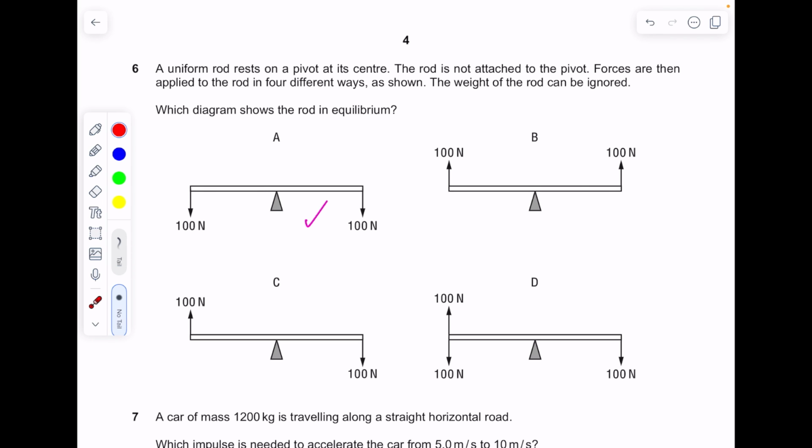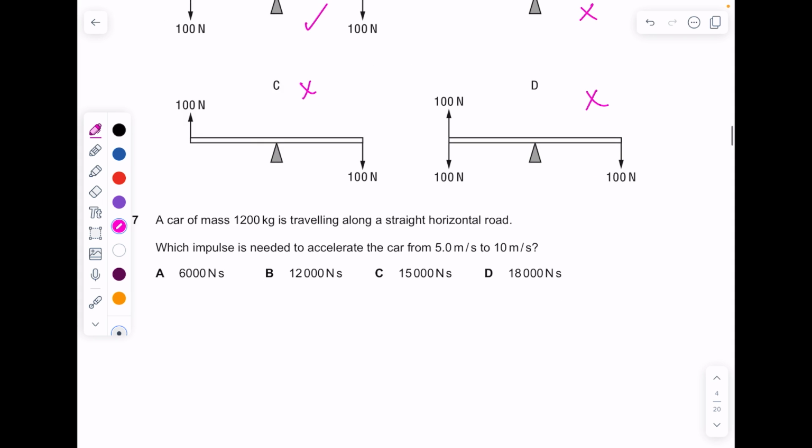Just check the others. Right, that force is acting upwards here, that one's acting there. That's actually going to cause the rod to ping off the pivot, because it says here it's not attached. So obviously it's not in equilibrium, so it's not B. These are both acting in a clockwise direction, so it will be turning that way, so it's not C. And then hopefully you can see straight away, look, it's never going to be in equilibrium because these forces are different, so it's not D. The answer is, as I thought, A.